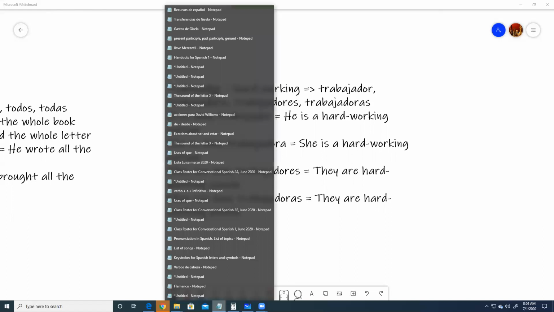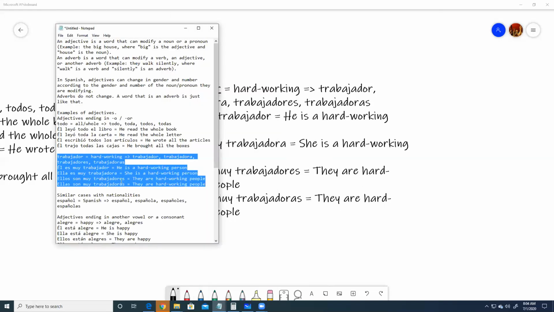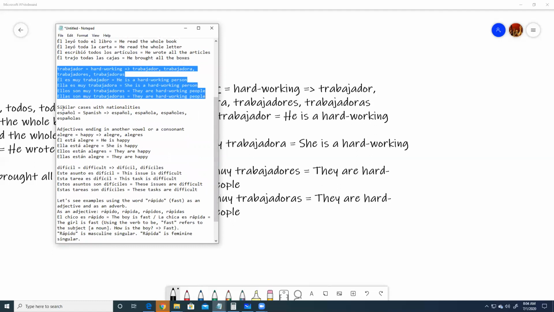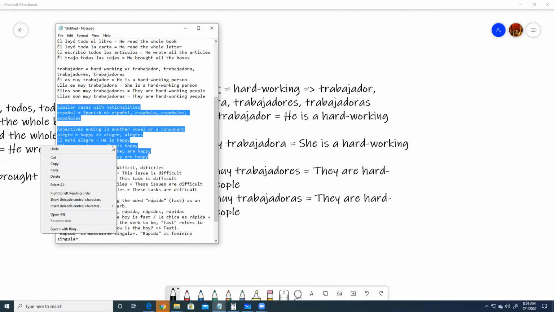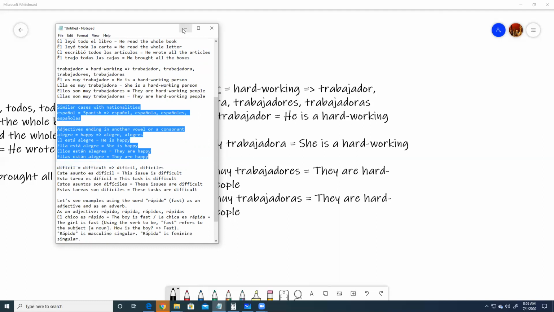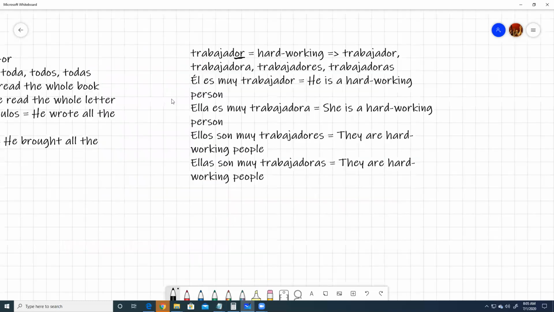Now let's see. There are some exceptions or cases with nationalities where you have 4 options. That is not the common way in Spanish, but it applies for nationalities. Some of them, not all of them.